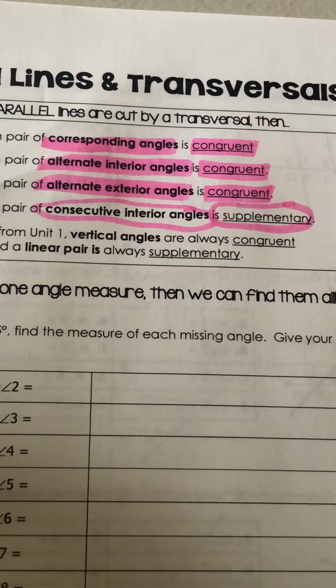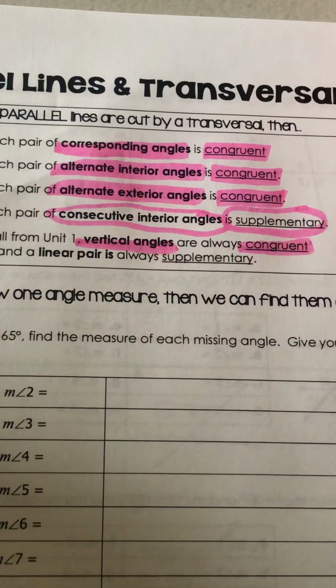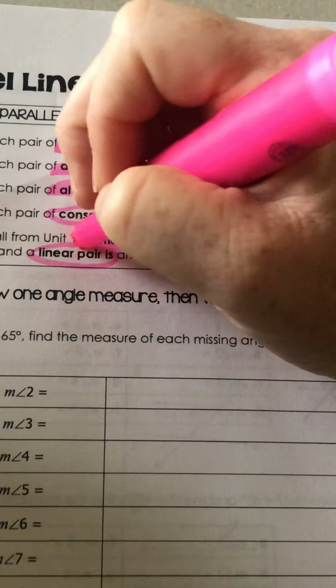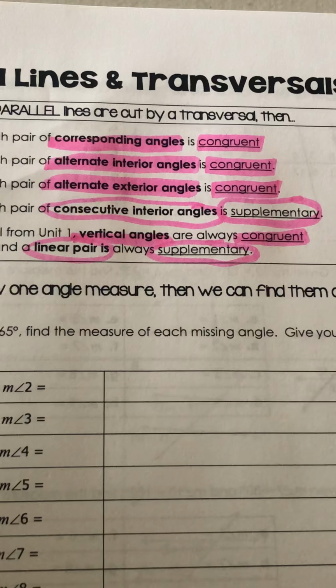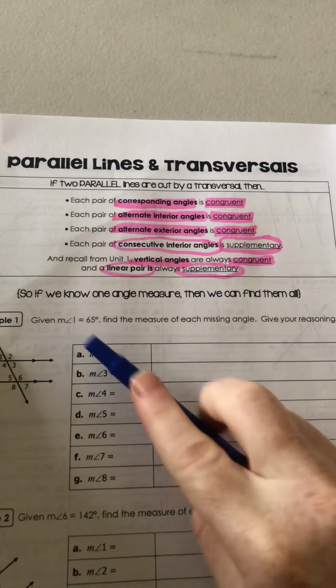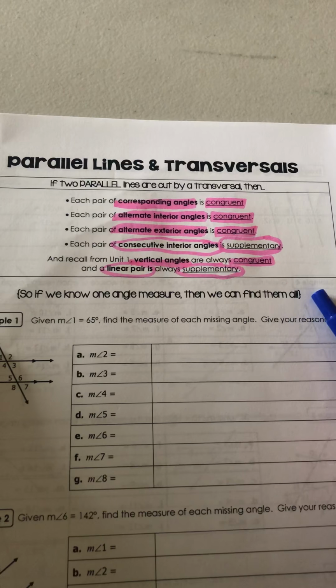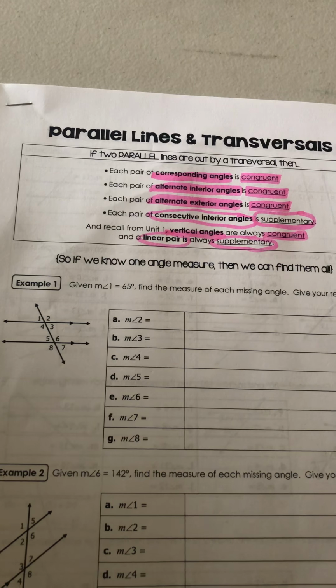And from unit 1, we already know that vertical angles will always be congruent also, and a linear pair is also supplementary. So we're going to put all of those ideas together, whether they're congruent or supplementary, to be able to figure out angle measurements, which is kind of the point here. So if we know one angle measure, then we can find them all, technically. So let's look at example 1.